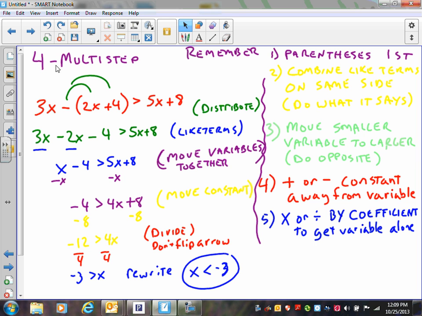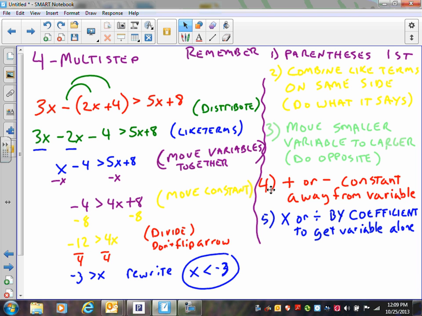You have 4 multi-step inequalities to solve. You need to remember the steps to solving a multi-step inequality. First, if you have any parentheses, do your distributive property. Second, if you have any like terms on the same side, you combine them. Just do exactly what it says. If it says add, you add. If it says subtract, you subtract. Third, you move the smaller variable to the larger one. That's if the variables are on opposite sides, and you do the opposite.